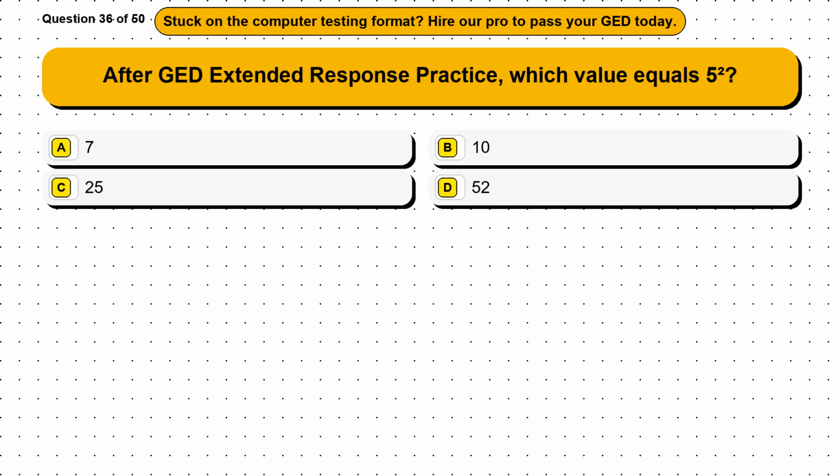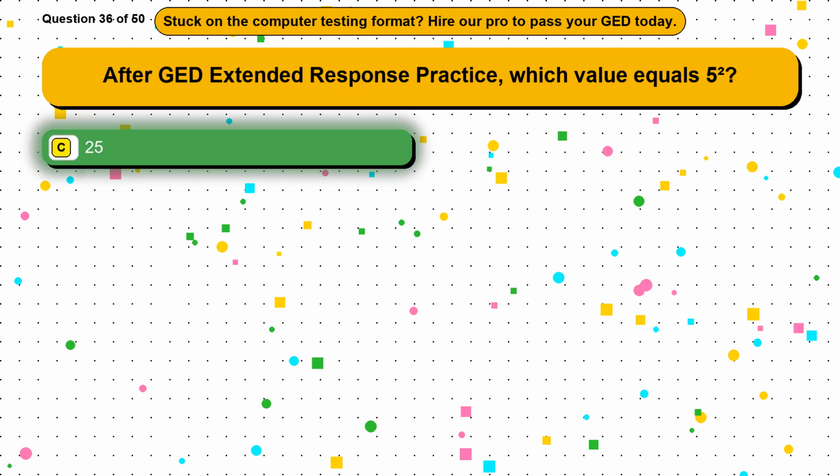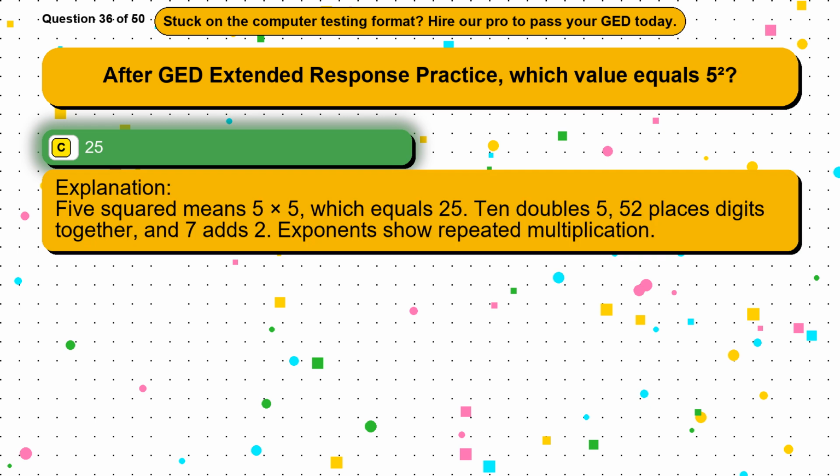Question 36. After GED Extended Response Practice, which value equals 5 superscript 2? Option A 7. Option B 10. Option C 25. Option D 52. The correct answer is option C. 25. 5 squared means 5 times 5, which equals 25. 10 doubles 5, 52 places digits together, and 7 adds 2. Exponents show repeated multiplication.